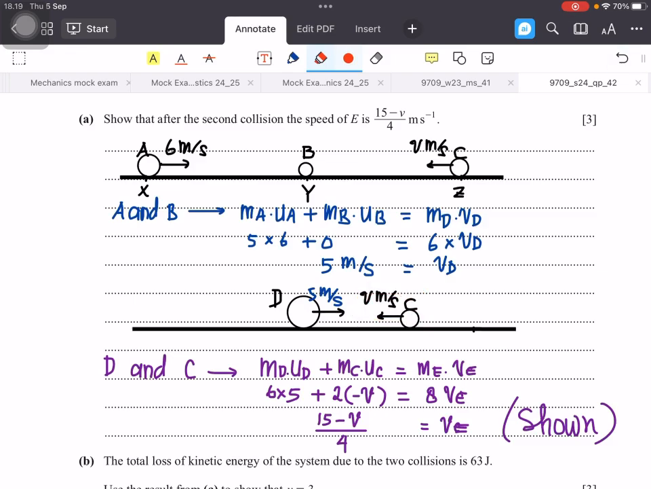Remember that momentum is a vector quantity, so we need to consider the direction. And then the total mass of D and C is 8 kilograms, so 6 plus 2. The mass of particle C is 2 kilograms. So vE is equal to (15 minus V) divided by 4 after we simplify. So it is shown.